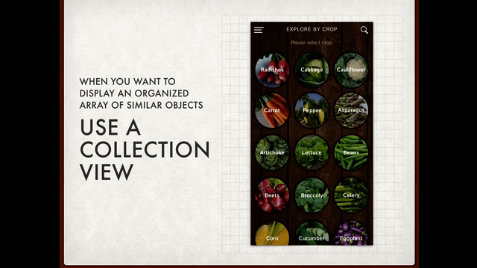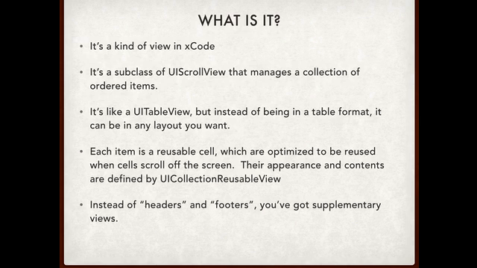It's when you want to display an organized array of similar objects. This used to be the kind of thing that in the earlier days of Swift you would have to hack together with a table view or something like that. But basically it starts out as a table view and then you can change it in all sorts of really cool ways to display stuff. What is it? It is a kind of view in Xcode.